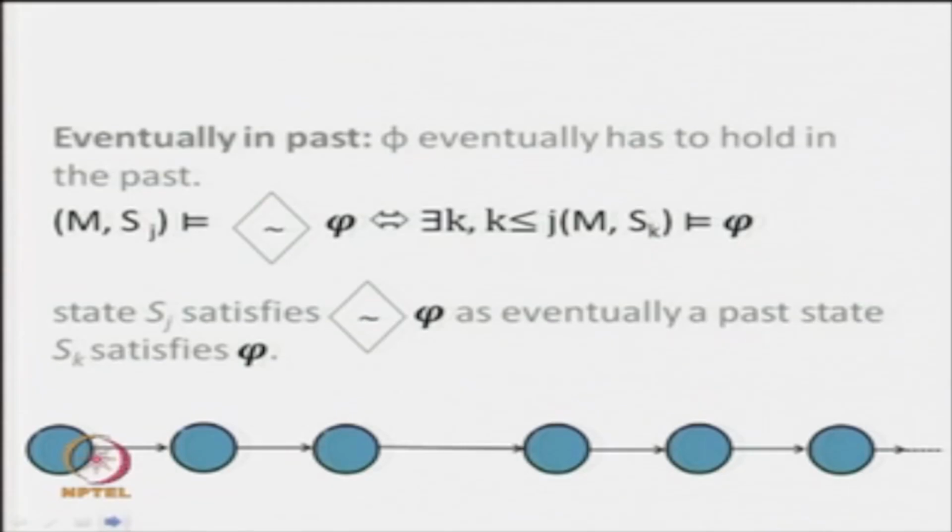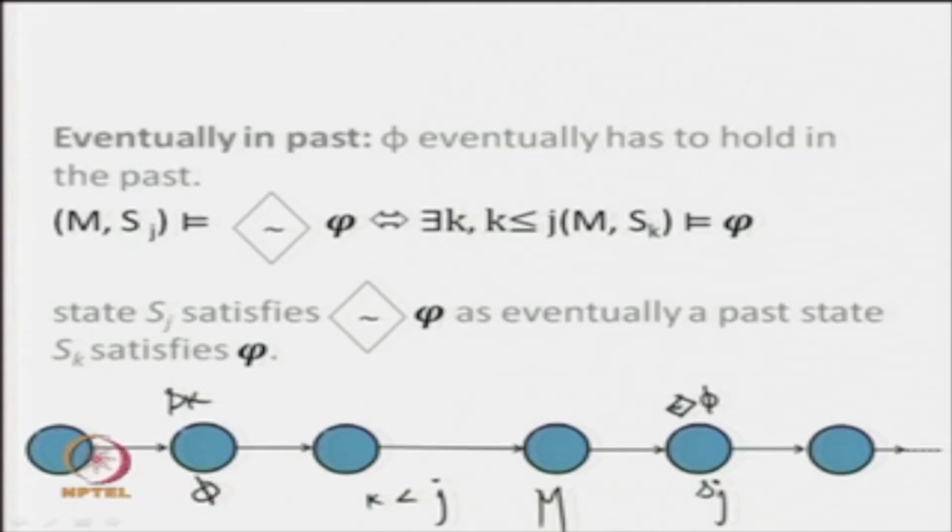Now, the second one is eventually in past. This is similar to future. In case of future, you are saying that if we are in a particular state, something is going to happen in future or not. In case of eventually in past, from a particular state, we are going to say whether something happened in the past or not. So, look into this model M, and say this is the state S j. Whether this state S j models eventually in past phi or not: in this timeline we look for some state S k where phi holds, and k is less than j. Then we say that eventually in past holds in this particular state S j. So, now we can say that this state models eventuality phi.